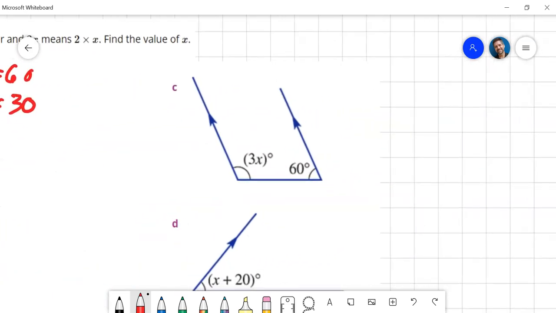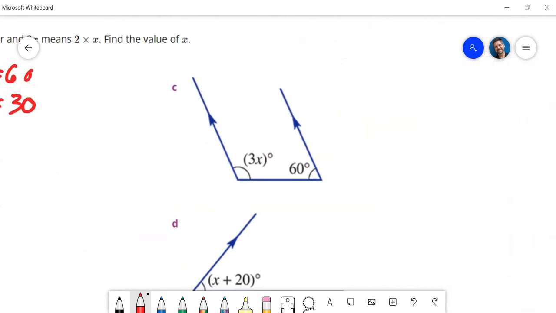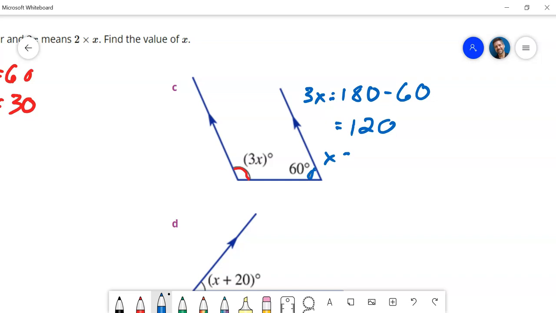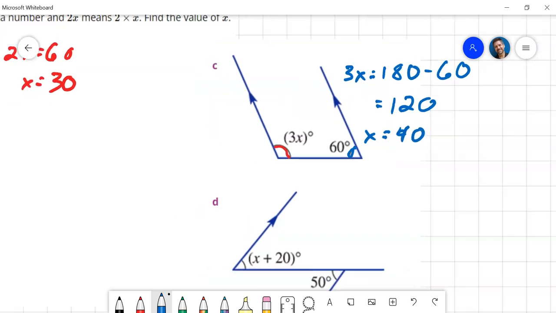Easy peasy. Similar idea here, but instead of these two angles being corresponding and therefore equal, they are actually co-interior, and co-interior angles add up to 180 degrees. So 3x is going to be equal to 180 degrees minus 60 degrees. 3x is therefore equal to 120 degrees. And then 1x is 1/3 of that, and that makes 40. That's a 4. There you go.